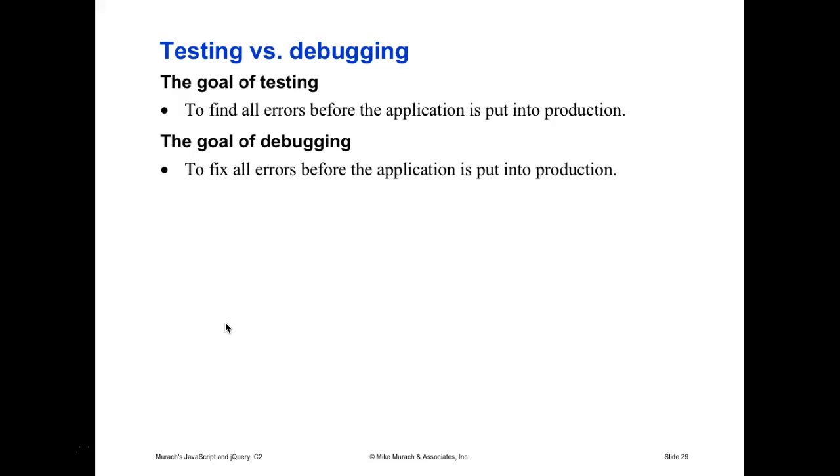So, a differentiation between testing and debugging. The goal of testing is to find all errors before the application is put into production. Debugging occurs during the development process, and it means that we have to fix all errors before the application is put into production.